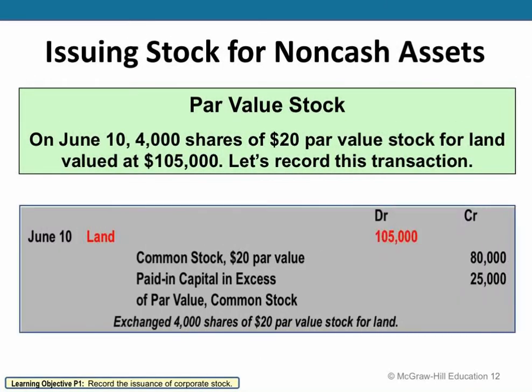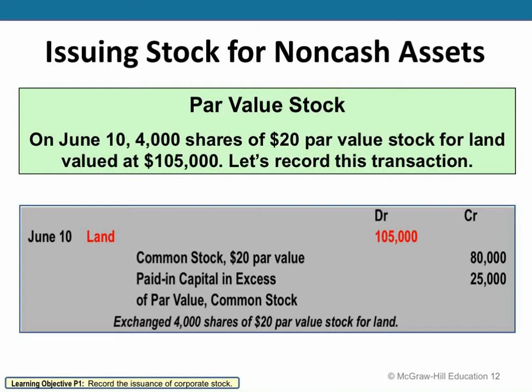Now, if we issue stock instead of cash, if we take a non-cash asset as part of our formation of our company, for example, here we have 4,000 shares of $20 par value that are being issued. And then they're being issued not for cash, but for land instead. So we're going to debit land by 105,000, which is what was brought onto our balance sheet and what we earned. We issued 4,000 shares with $20 par value, so 80,000 is going to be common stock with par value associated with it. And then our additional paid-in capital is going to be that difference.